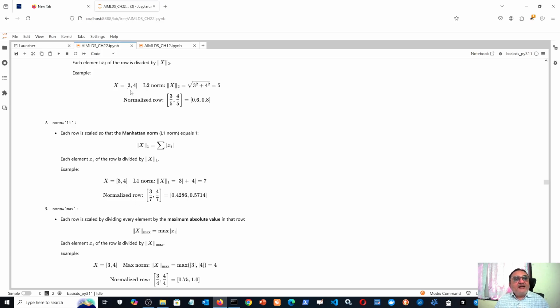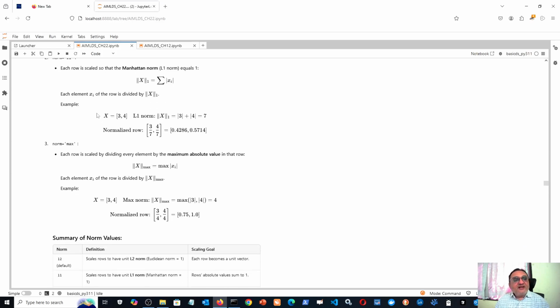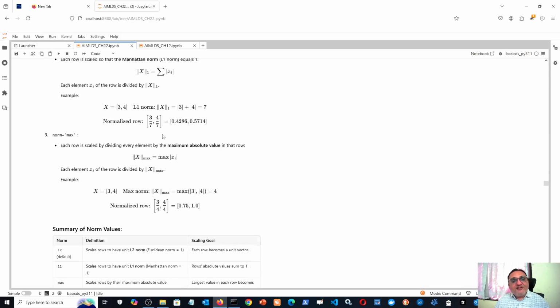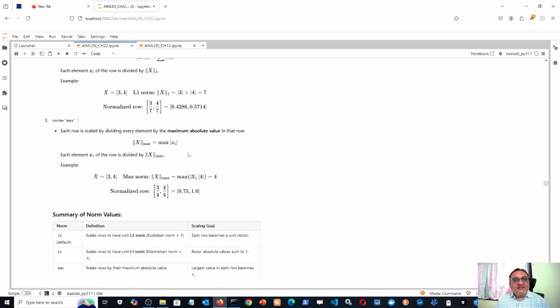Now, when I convert 3 comma 4 to 3 by 5 comma 4 by 5, I will say that I have L2 normalized this row. Similarly, when I convert this row to 3 by 7 comma 4 by 7, I will say that I have L1 normalized this row. And you can see that the results are different, right?